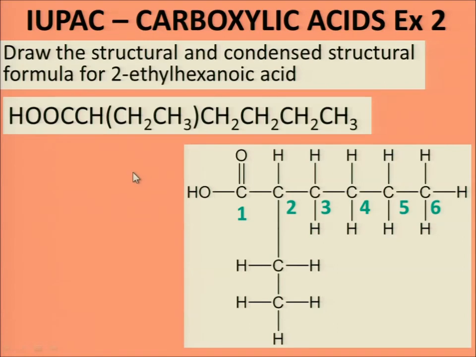And there you have your structural formula. Now for your condensed structural formula, you look at the groups. Here is your COOH group. Then you have a CH bonded to a CH2CH3 that you write in brackets. And then you have a CH2, CH2, CH2. There are the 3 CH2s. And then you end off with the CH3, making sure that every carbon has 4 bonds.